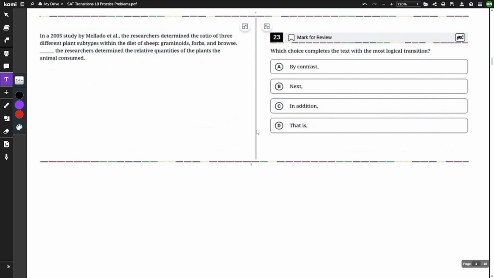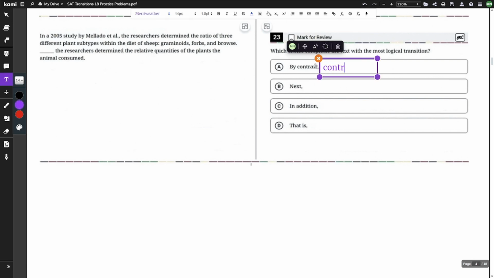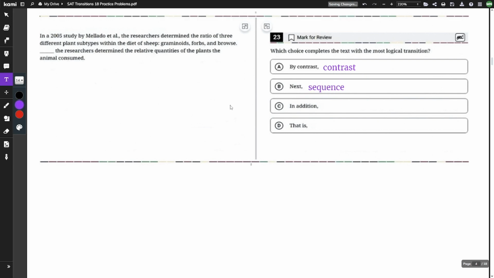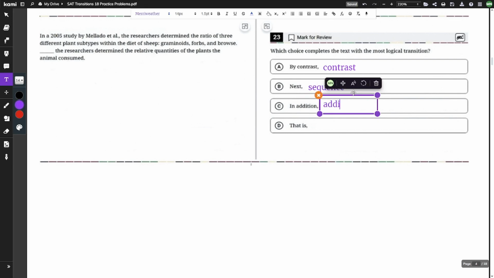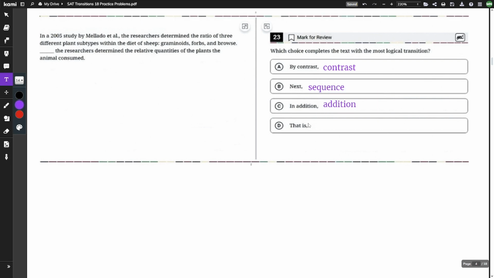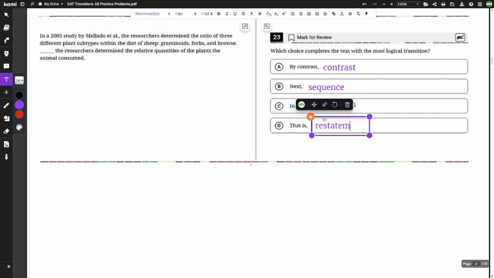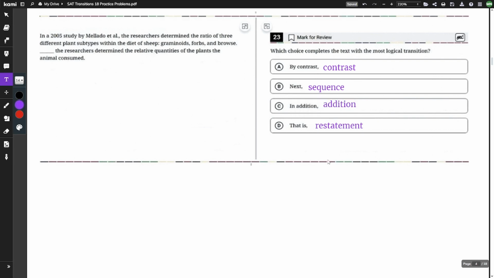Question number 4, let's look at our answer choices and see what categories they belong to. By contrast, wow, I wonder which one this is going to be. Then we have sequence. Oh, well, next, which is sequence. In addition, wow, I wonder which one this is going to be too. Then we have that is. This one's a little bit tricky, but it's going to be used the same way as in other words, which is going to be restatement. So this is when you're trying to reiterate something, we're trying to say the same thing again.